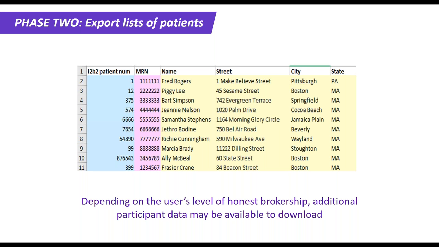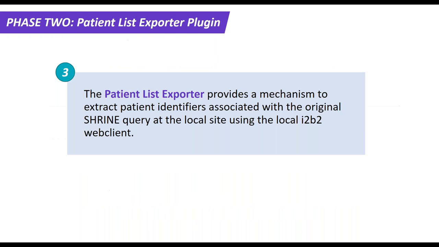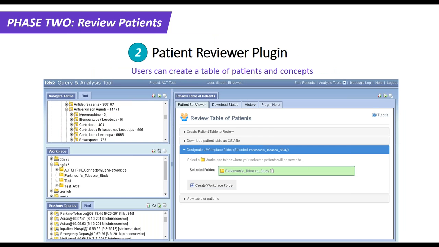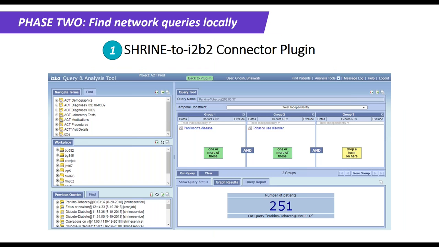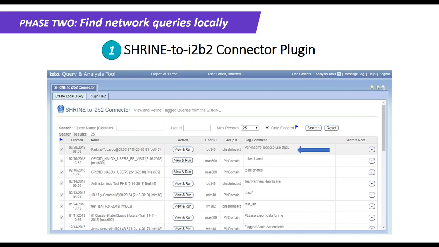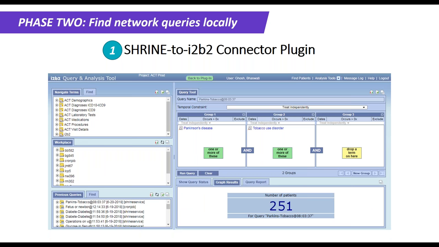I had a question about the step pretty early on, when you first bring out the flagged query of interest, and you showed the result count of 250. That one. So at that point, I've clicked on the prior screen, and that query is now loaded into my local I2B2. Correct. The 251 that's displayed there is the result of the query that's run.